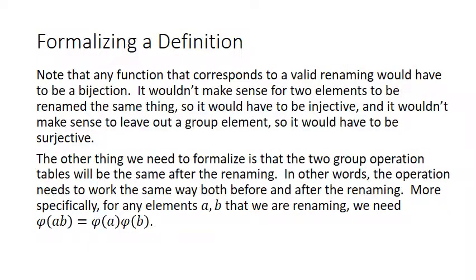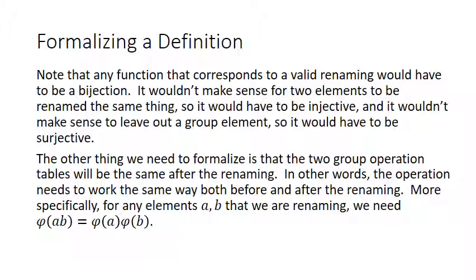Okay, so note here that any function that corresponds to a valid renaming would have to be a bijection. That's because it wouldn't make sense for two elements to be renamed the same thing, so it would have to be injective. And it also wouldn't make sense to leave out any group element and not cover it, so it would have to be surjective.